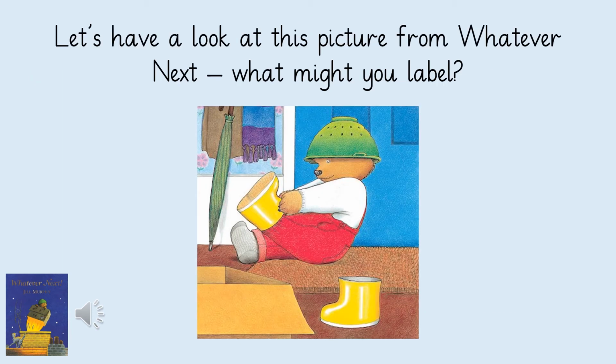Okay, now that we have explored our nouns, let's have a look at this picture from Whatever Next. Talk to your grown-up about what you might label in the picture. Try to think about the different nouns that we have just explored. Try and find a person to label, a place to label, and a thing to label.